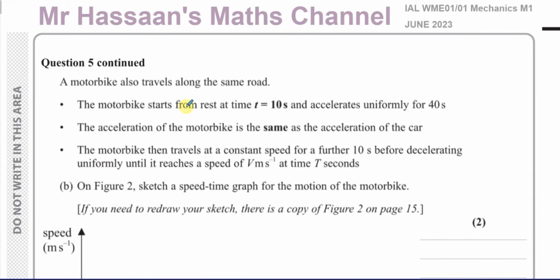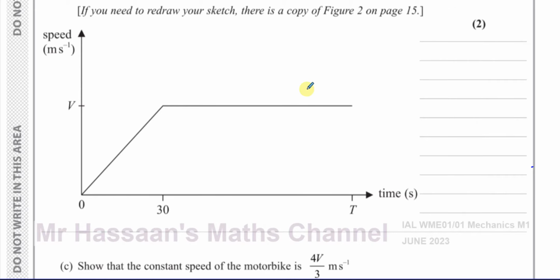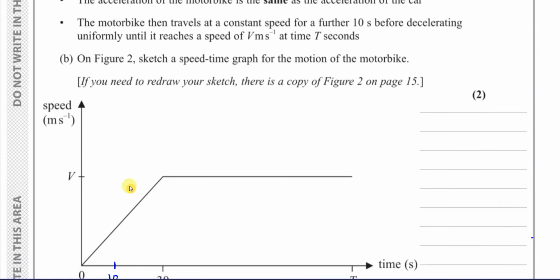Part B says a motorbike also travels along the same road, and it starts from rest at time t equals 10 seconds. So according to this axis, at t equals 10 seconds, he's going to start. So that's going to be 10 seconds here. So he starts there.